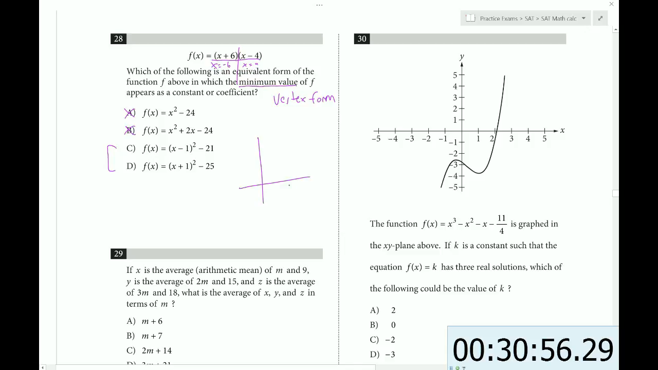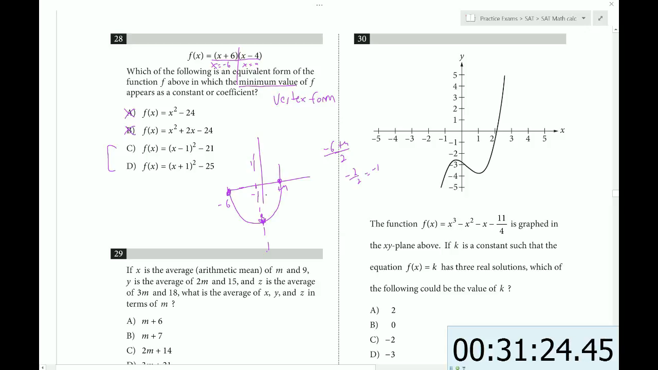So if we have roots at -6 and +4, that means that our vertex would be halfway in between those numbers. So we do an average of -6 and 4. So we do -6 plus 4 divided by 2. That's how you do an average. So you get -2 over 2, which is -1. So at x equals -1, that is where our axis of symmetry would be for this parabola.